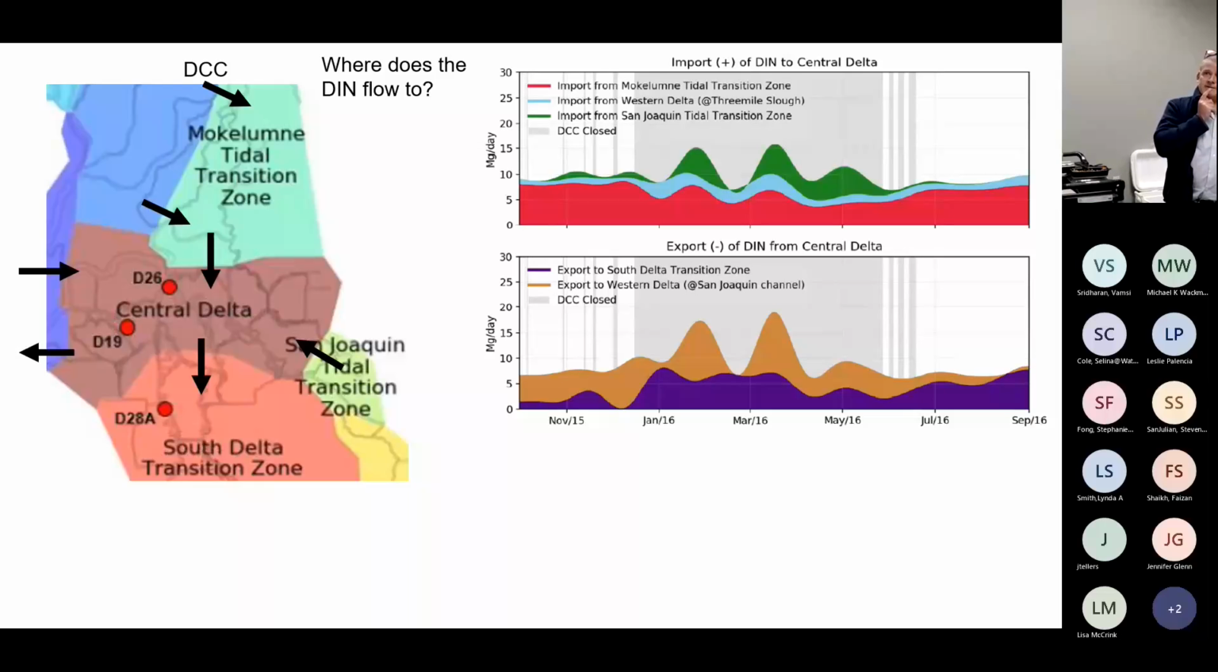And so this is now showing the export along, so the arrow is leaving the system. So the arrow to the right going out, going to the west is export to the Western Delta, and the purple is export to the Delta transition zone. So down to the south, down to where the pumping exports occur.